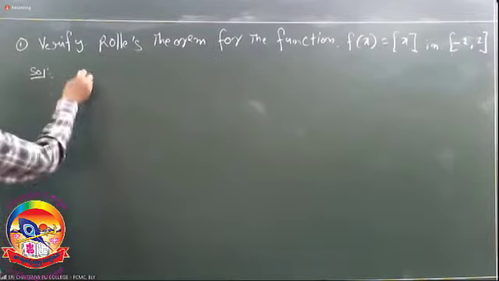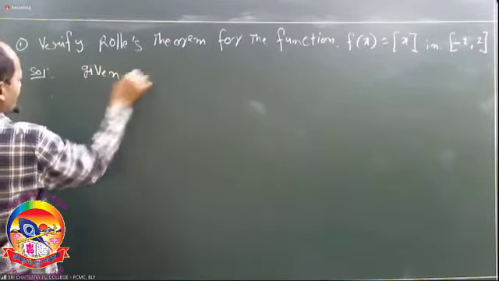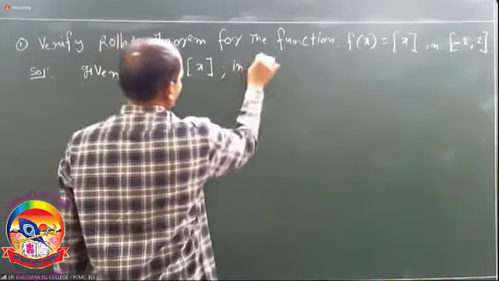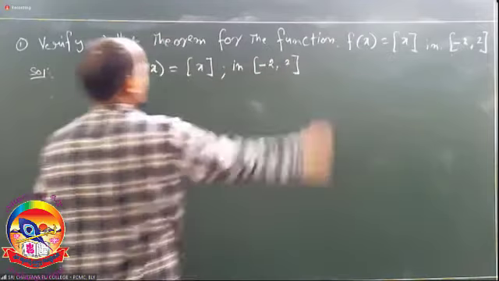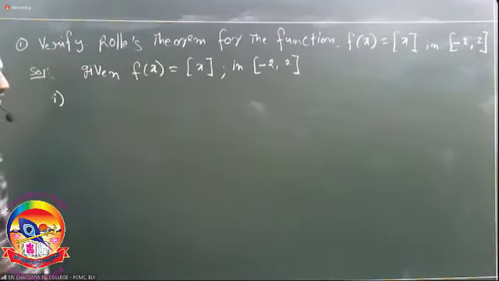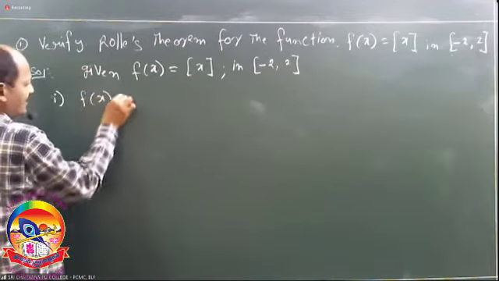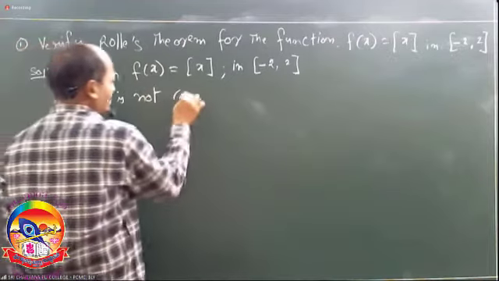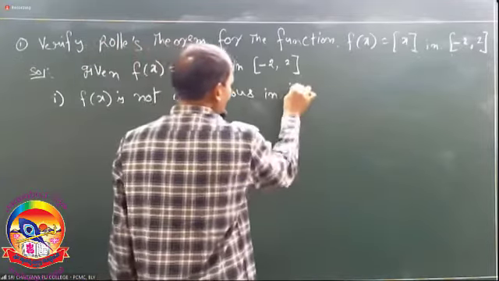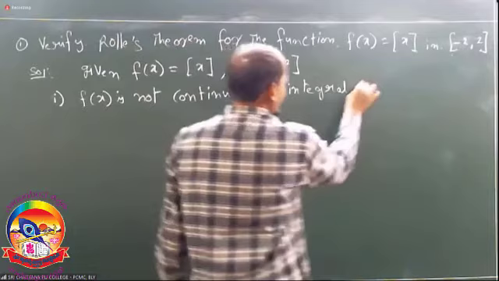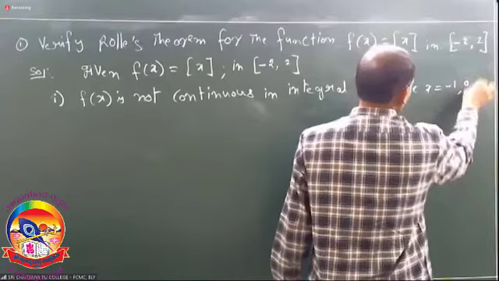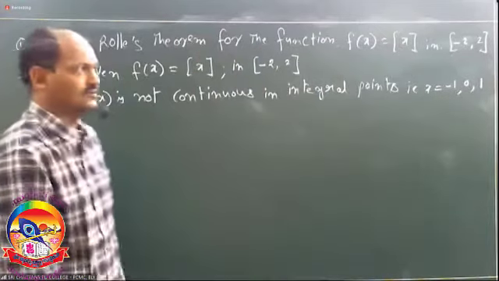First, given f of x is equal to step of x in minus 2 to 2. So first point, given f of x is not continuous in integral points, that is x is equal to minus 1, 0 and 1.